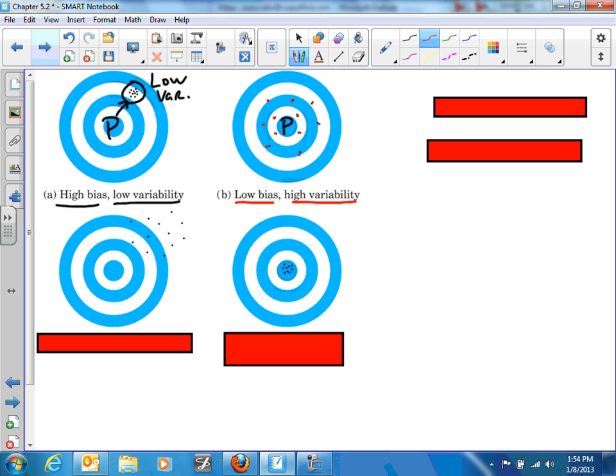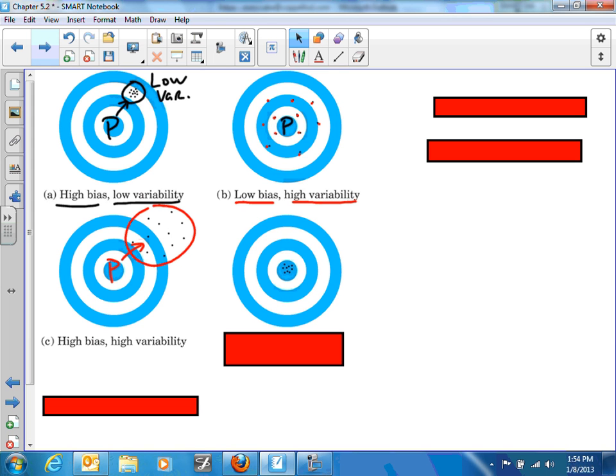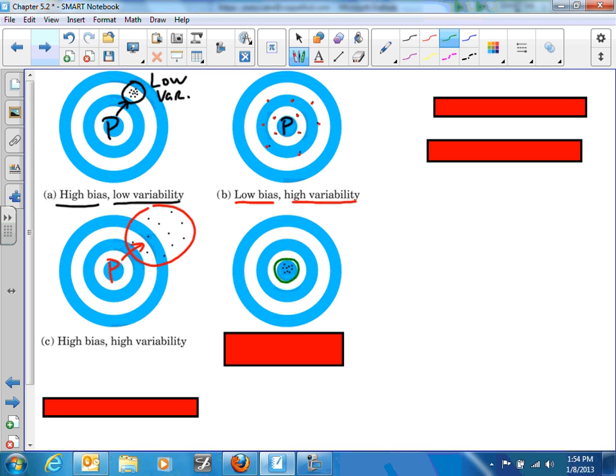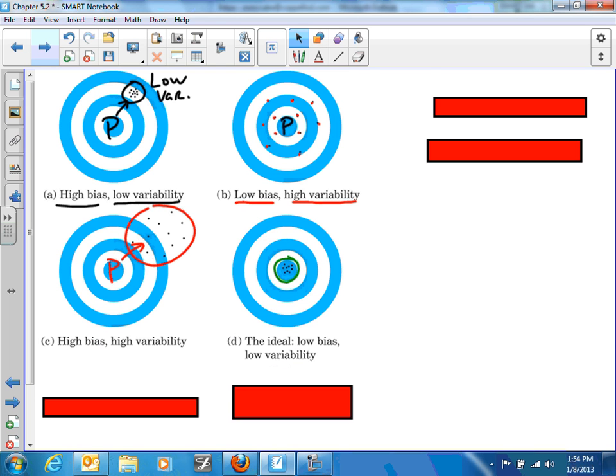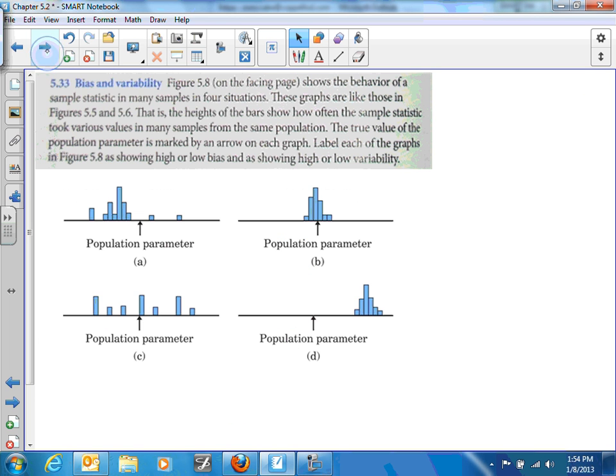This one is away from the center and it's spread out. Therefore, that's the worst one of all, high bias and high variability. This next one is the most ideal. It's not very spread out, so there's low variability, and it's right on target, so it's low bias. Okay, that's the most ideal situation.